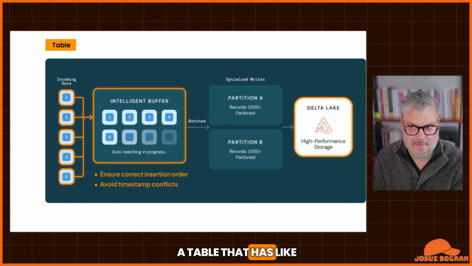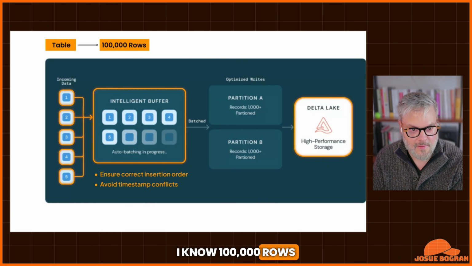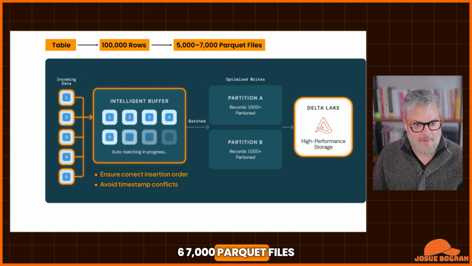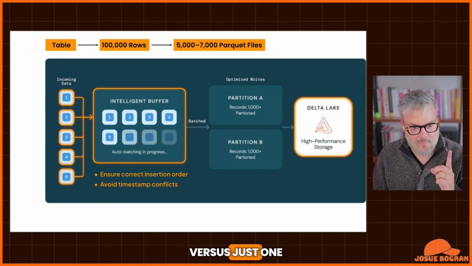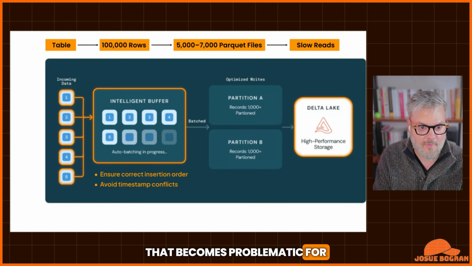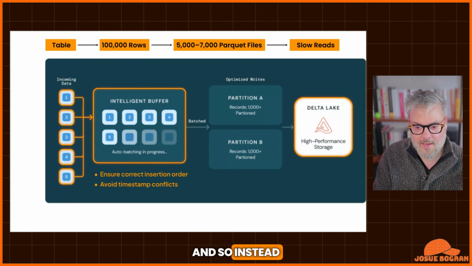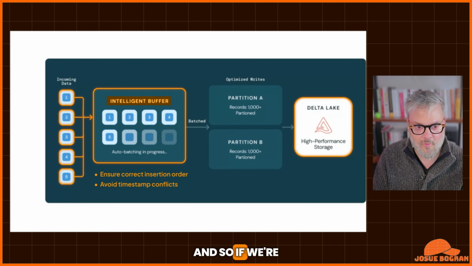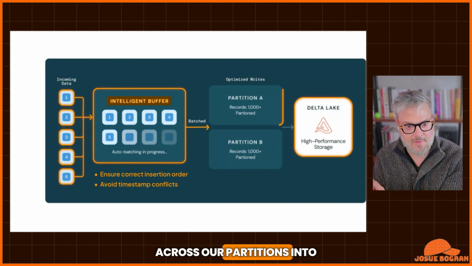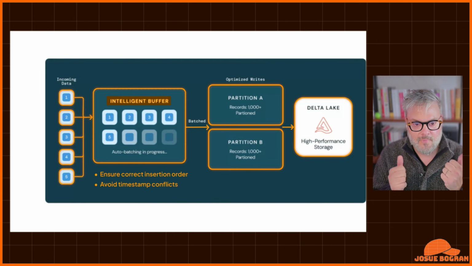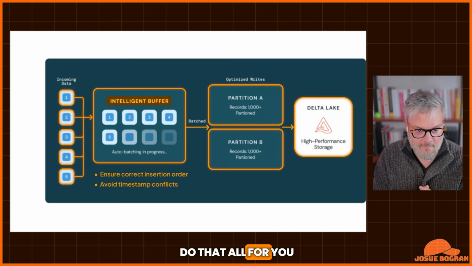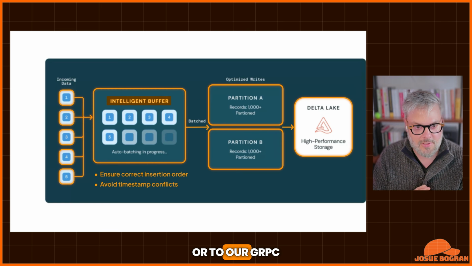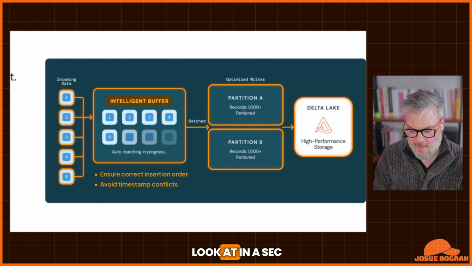So you might have a table that has 100,000 rows, but if you have 5, 6, 7,000 Parquet files to encapsulate all that data versus just one, that becomes problematic for those reads. And so instead, we can actually use the intelligent buffer to be able to write down. And if we're writing directly across our partitions into our table, we're good to go. And so Zerobus will do that all for you. All you have to do is emit data to either the REST endpoint or to our gRPC endpoint as well, which we'll take a look at in a sec.